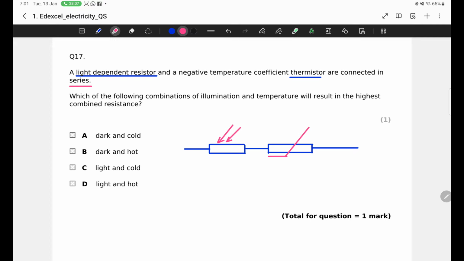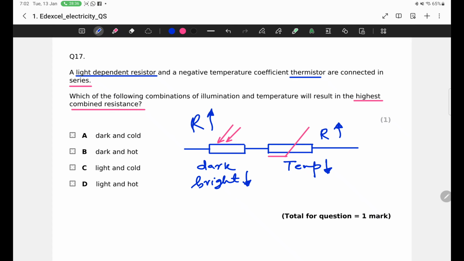Okay. In this question, they are asking, I need highest resistance. You know, for highest resistance, temperature of thermistor should be low. If the temperature is low, then resistance will be high. And if LDR is placed in a dark room, it means the brightness of the light will be low. When brightness is low, then resistance will be high. So we are interested in high resistance. So temperature should be low and there should be darkness. So the right answer is A.